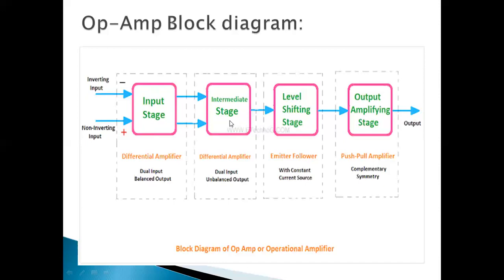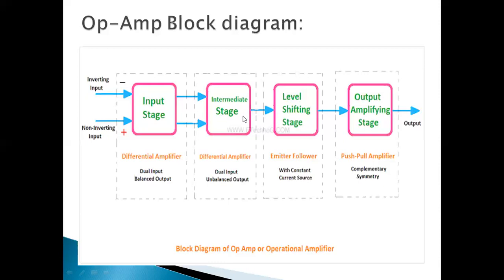That is also a differential amplifier. In this stage, we are using dual input unbalanced output configuration. The input which we take from the input stage is applied to the intermediate stage directly. That means there is direct coupling between the input stage and the intermediate stage. The input applied to the second differential amplifier is amplified again, and the amplified output is passed on to the level shifter stage.